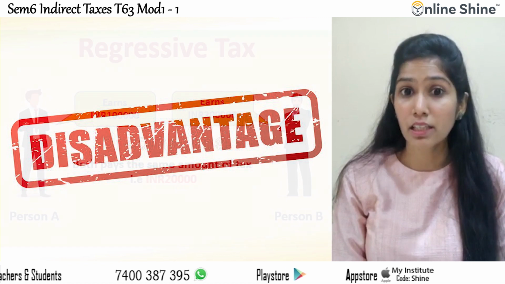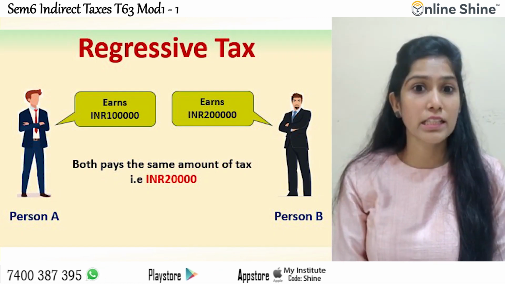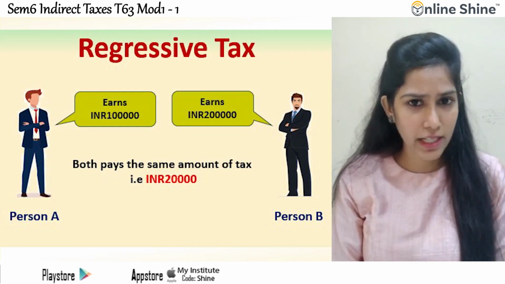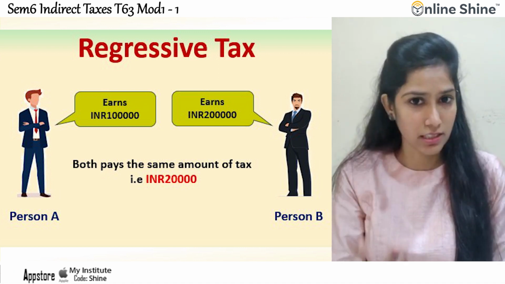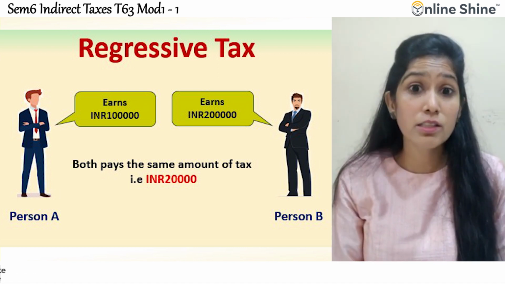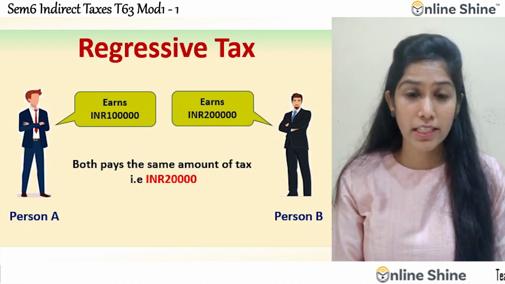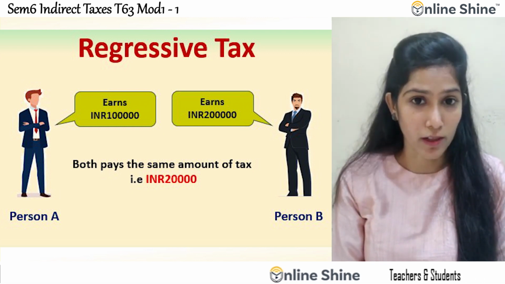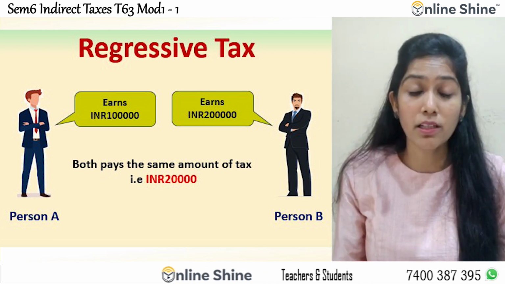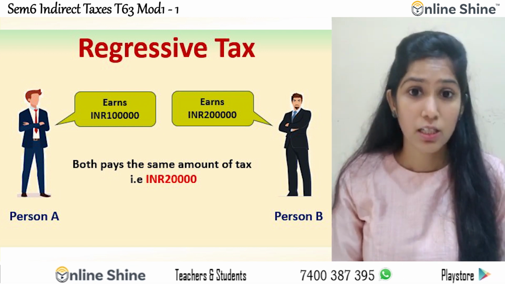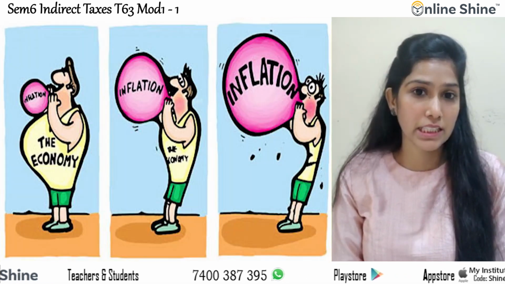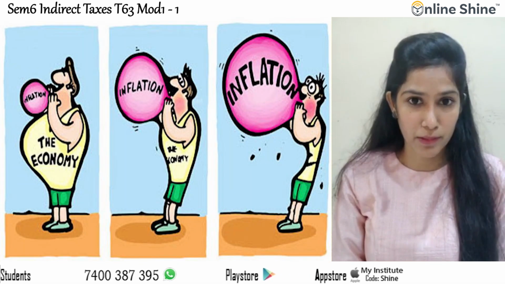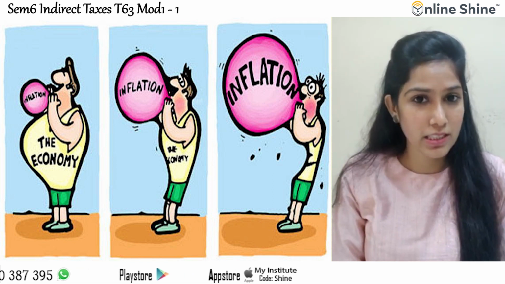What is a disadvantage? It is regressive. Regressive means it has a burden on each and every individual, irrespective of my earning capacity. So for example, my salary is only 40,000 and I am purchasing a mobile phone of 10,000. Do I have to pay GST at the rate of 18% on that? Yes, I have to. So it is regressive. It increases the price, so obviously it increases the inflation. This is the second disadvantage.